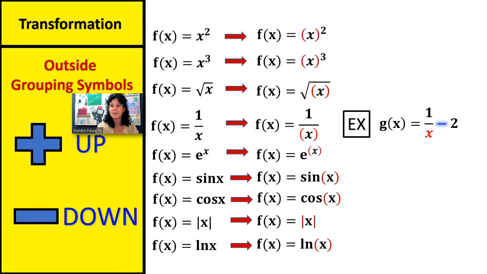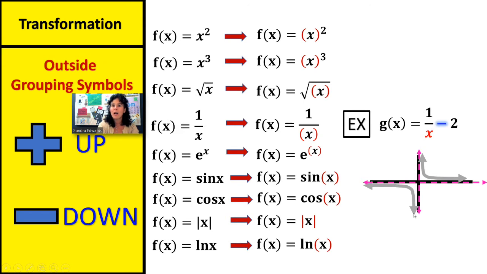Here's another example. We have g of x equals 1 over x minus 2. This comes from the reciprocal function, and the minus 2 is off to the side. In other words, the minus 2 is outside of grouping symbols. If this would have been 1 over and x minus 2 would have been sitting in the denominator, then we would consider the minus 2 inside of grouping symbols. But because the minus 2 is outside of grouping symbols, minus is going to take this reciprocal function and drag everything down 2. Keep in mind though, everything means the asymptotes as well.